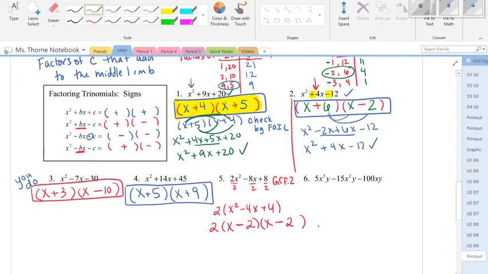So you could write your answer like this. Or because you have 2 of them, you can write it as 2 times x minus 2 quantity squared. Either answer would work. Normally we write it the second way.